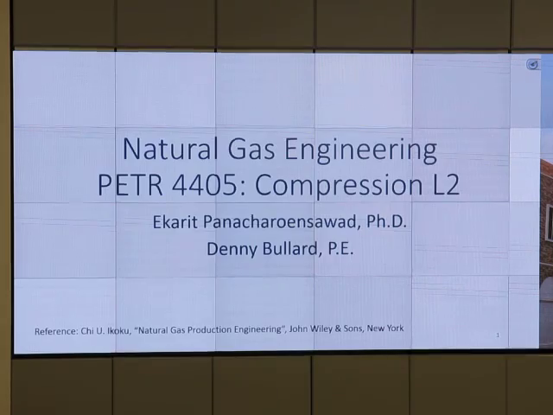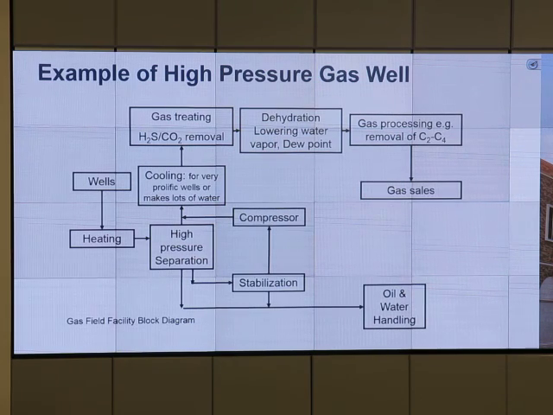Let's do this lecture. Example of a high pressure gas well. When we have a high pressure gas well, we may have separation. After we separate it, temperature can go down. We need a compressor, and you need a compressor for the VRU, the vapor recovery unit. And when we go to the gas plant, we may have to compress again to go to the cross-country pipeline.